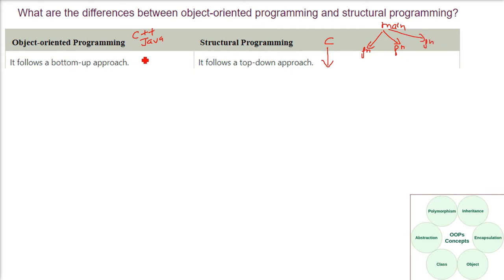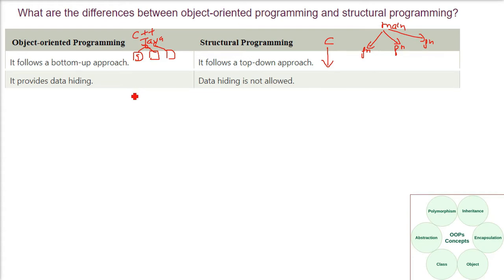Object-oriented programming is bottom-up. First you decide what you have to do at a lower level, like you make classes, and then you combine them, collaborate them, interface them. Object-oriented programming provides you data hiding. You have private, protected, different access modifiers and specifiers. In structured programming, data hiding is not there. The least you can do is to make global and local, or static at the most. But in object-oriented programming, you have data hiding.